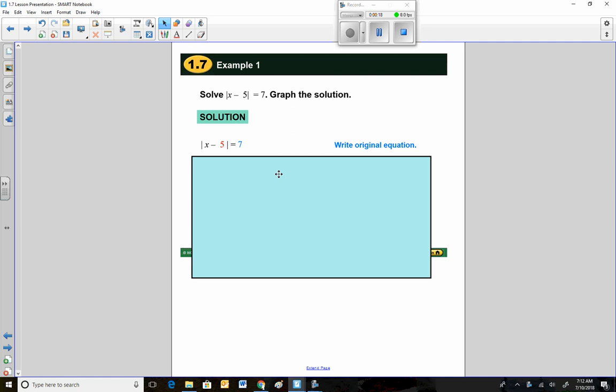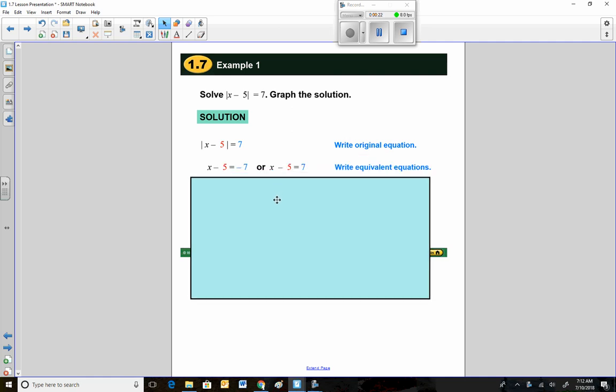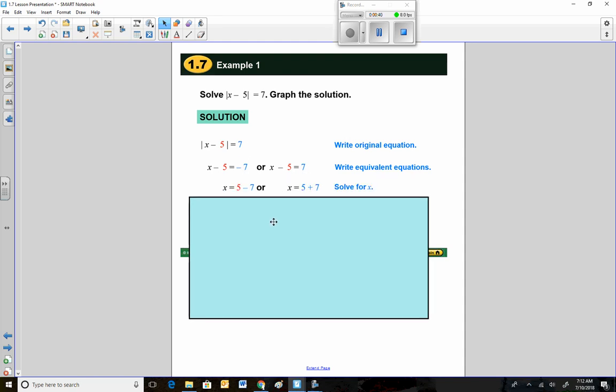First of all, we're going to have x minus 5 is equal to a negative 7 or a positive 7. And that's how you do absolute value. So you're going to make two different solutions for this. Now, always change whatever is on the right-hand side to a positive or negative. So that's why you see negative 7, positive 7.